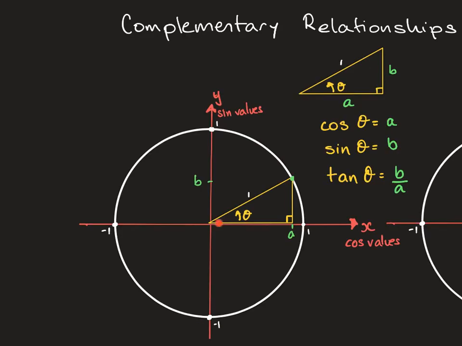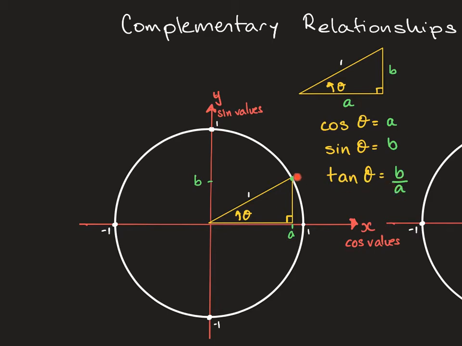So let's start in this first quadrant and look at the trig values for this angle here. If we pull this triangle out over here, hypotenuse is 1, let's label this side as A, this side as B. To find cos of theta is adjacent over hypotenuse, so cos of theta is A over 1, which is just A. Sine of theta is opposite over hypotenuse, so sine of theta is B. And tan of theta is the opposite side over the adjacent side.